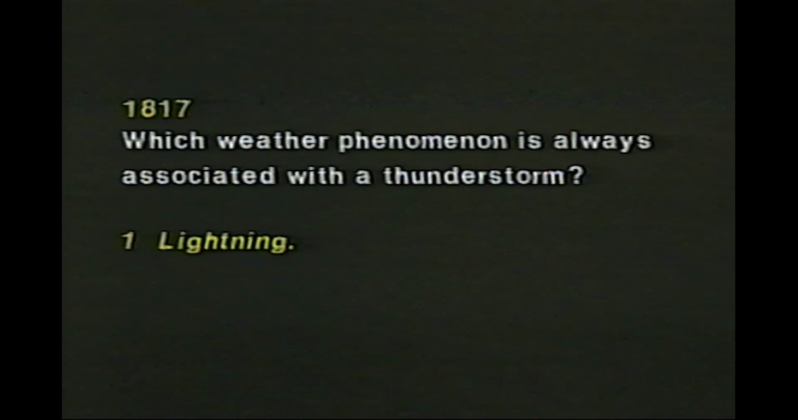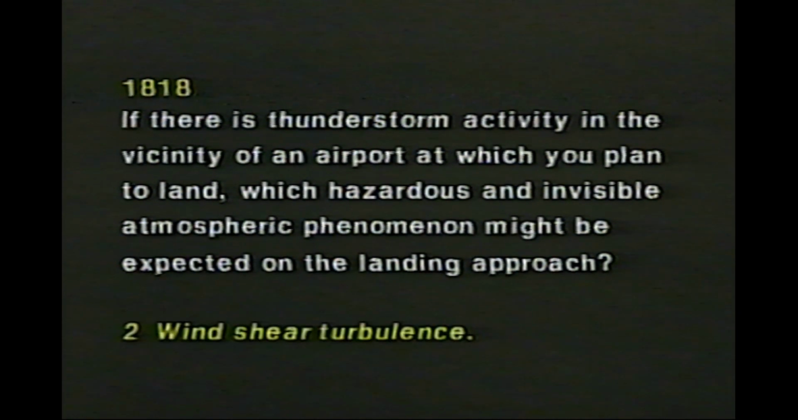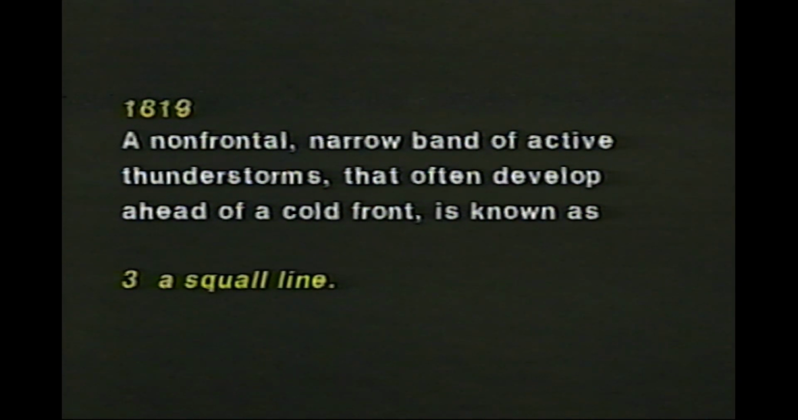Well, it's answer 1, lightning. 818, if there is a thunderstorm activity in the vicinity of an airport at which you plan to land, which hazardous and invisible atmospheric phenomenon might be expected on the landing approach? Answer 2, wind shear turbulence. Question 819, a non-frontal, narrow band of active thunderstorms that often develop ahead of a cold front is known as... Number 3, that's the definition of a squall line.